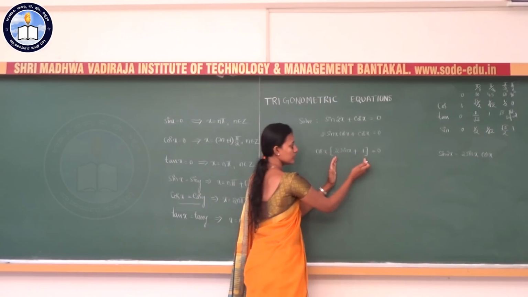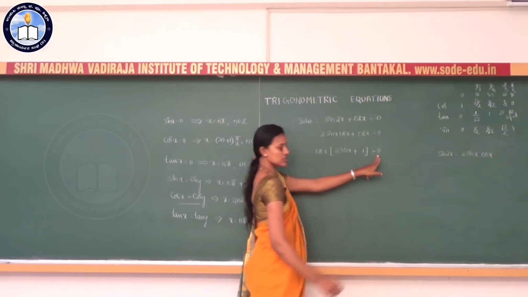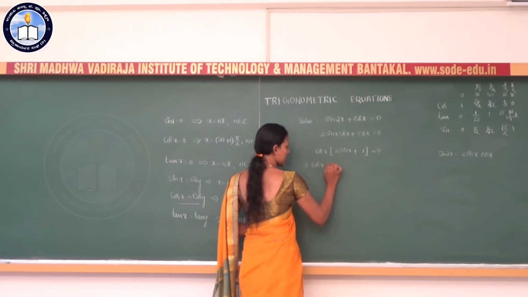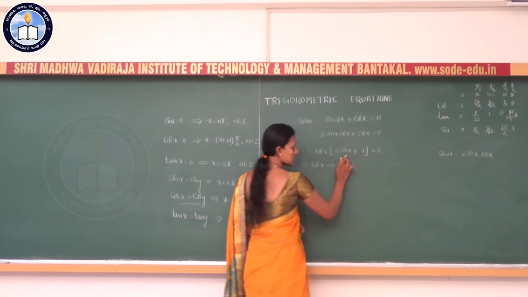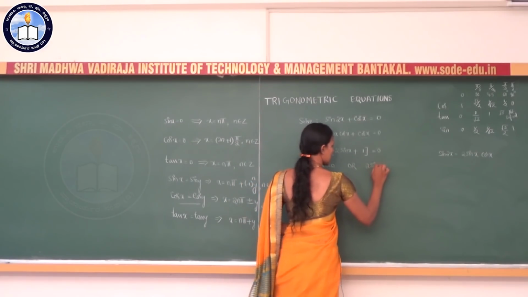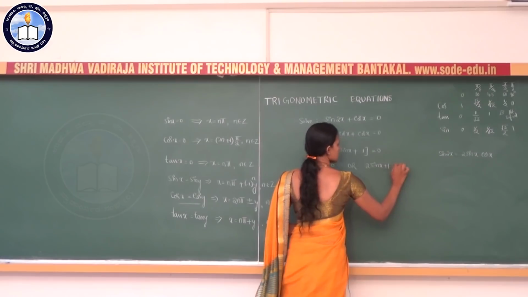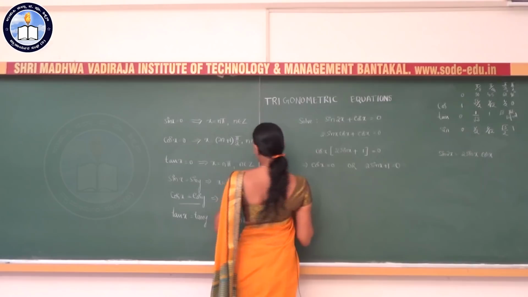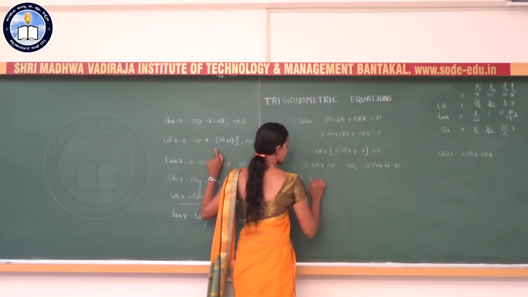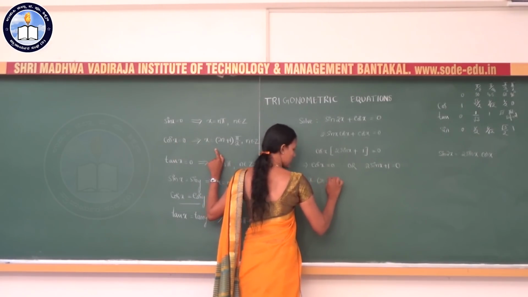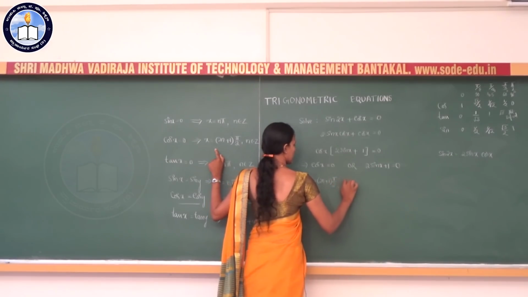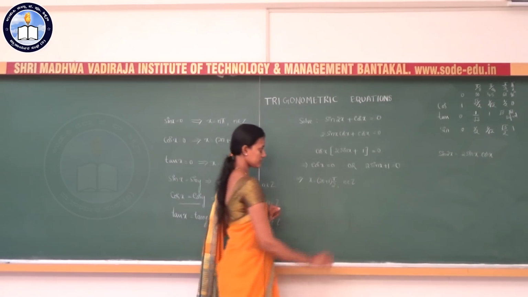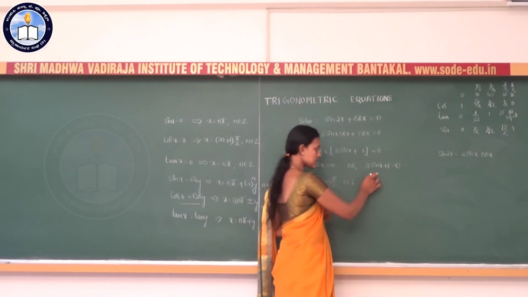So we have two factors. Product of two factors is 0, which implies the first factor is 0 or the second factor, that is 2 sin x plus 1, is equal to 0. Cos x is equal to 0 implies x is equal to 2n plus 1 into pi by 2 for integer n. Let us simplify the second expression.